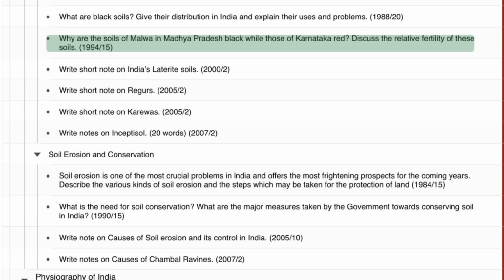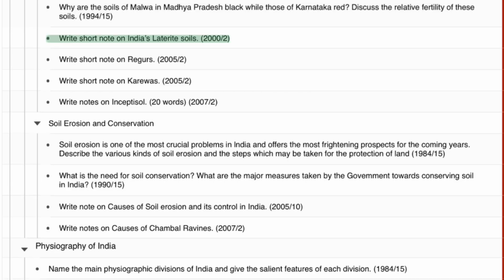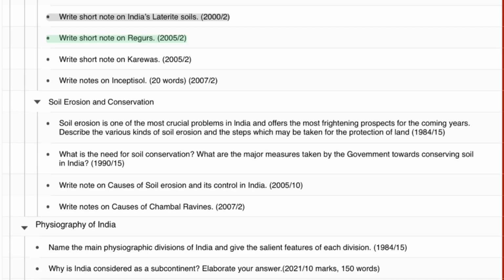1988, 20 marks. Why are the soils of Malwa and Madhya Pradesh black, while those of Karnataka red? Discuss the relative fertility of these soils. 1994, 15 marks. Write a short note on India's laterite soils. 2000, 15 marks. Write a short note on Regurs.